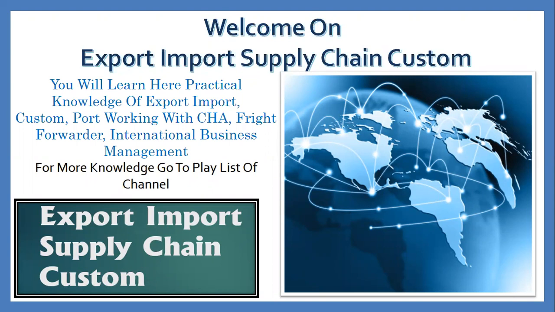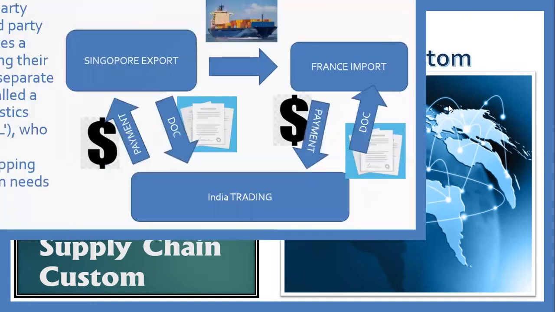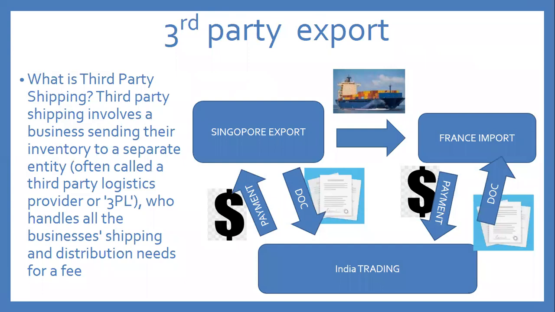You will understand in the session third party export. So, what is third party export? Third party shipping involves a business sending their inventory through separate entities, often called third party logistics, who handle the business's shipping and distribution needs. So here we understand the third party logistic definition: the entire process of moving goods from exporter to importer is handled by the third party logistic.